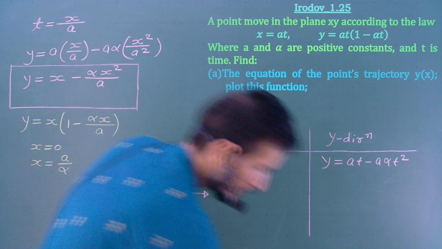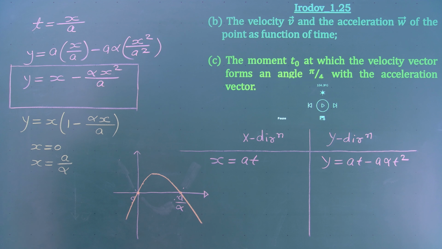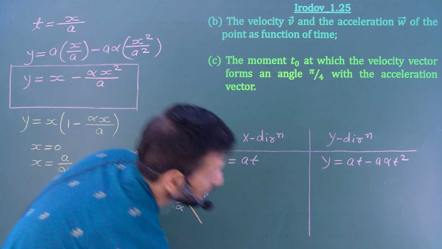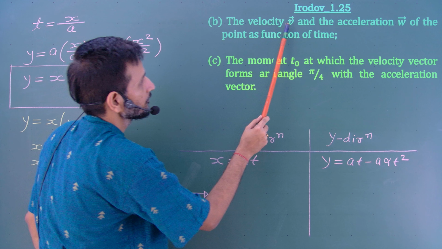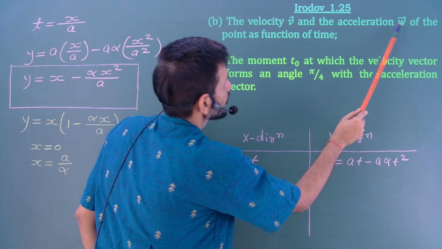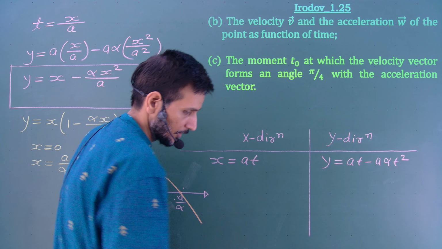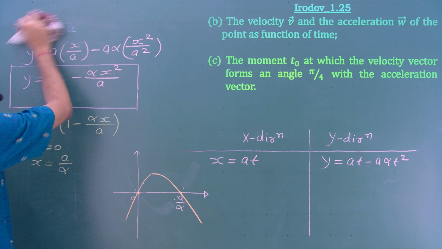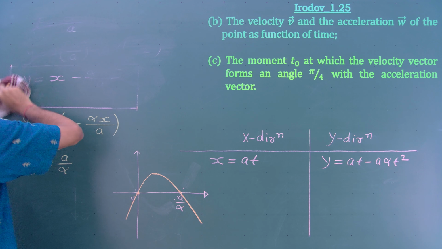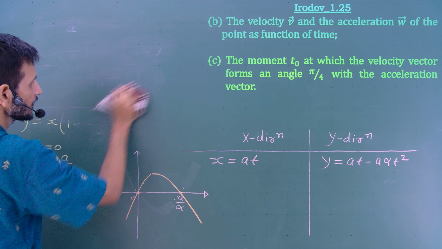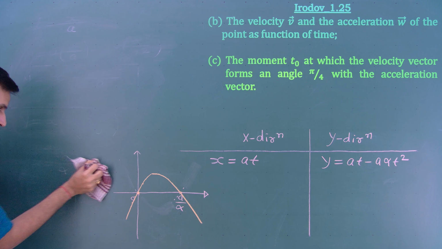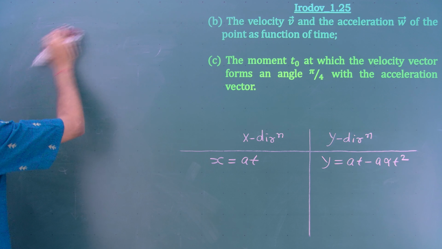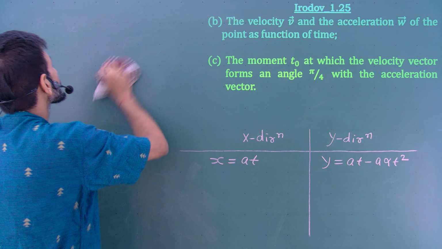Now move to the second part. The velocity v and the acceleration w of the point as a function of time. So we have to find the velocity and acceleration. If we differentiate a position vector, it will result in the velocity vector. If we differentiate the velocity vector, it will result in acceleration. But the differentiation should be with respect to time.